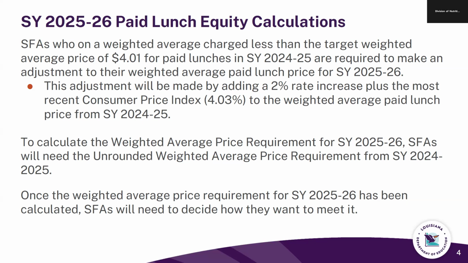So to calculate the weighted average price requirement for the 25-26 school year, SFAs will need the unrounded weighted average price requirement from last year, from 24-25. And then once that weighted average price requirement for 25-26 has been calculated, you will then need to decide how you want to meet the requirement. We'll go over each one of those choices that you can choose from.